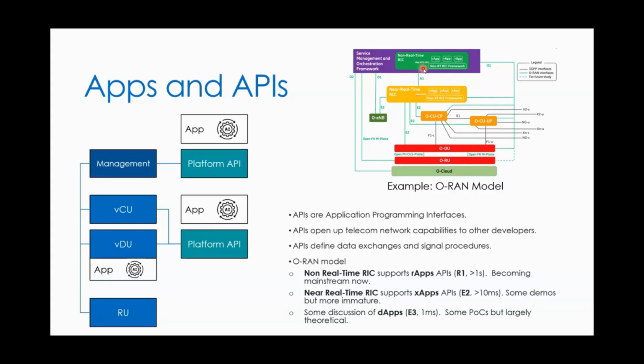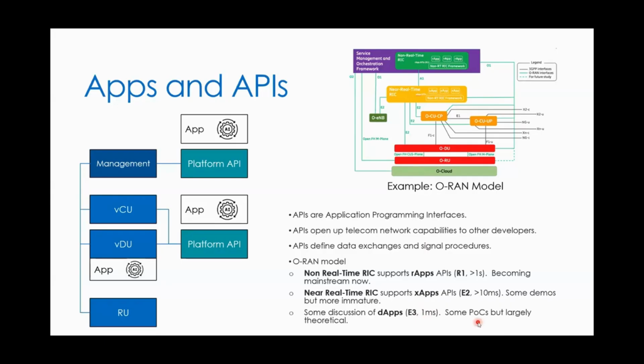So from a near real-time RIC perspective, there's the R1 interface, and the non-real-time RIC, and the near real-time RIC has the E2 interface for what are called xApps. So again, it's running on a faster timeline. There's been some discussion and proposals about another type of app called a dApp and a new interface called E3, and it's intended to be more tightly coupled with the DU and operating on the 1 millisecond or slot timeline.